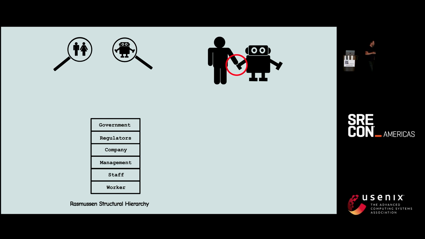In Rasmussen's paper, he defines socio-technical systems following this structural hierarchy. This is an example he uses, but the point he makes is that in order to understand each of these layers requires different research disciplines.